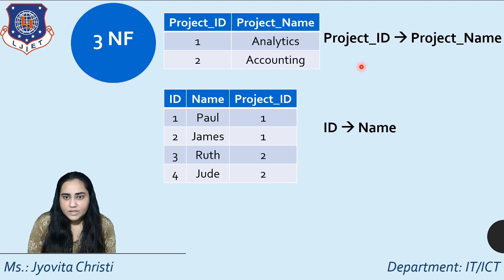Of course, when I say that you can add project ID here, there is still no transitive dependency because project ID determines project name is present in some other table. So transitive dependency must happen in the same table, only then it's a transitive dependency. So you see, now my tables are in the third normal form.